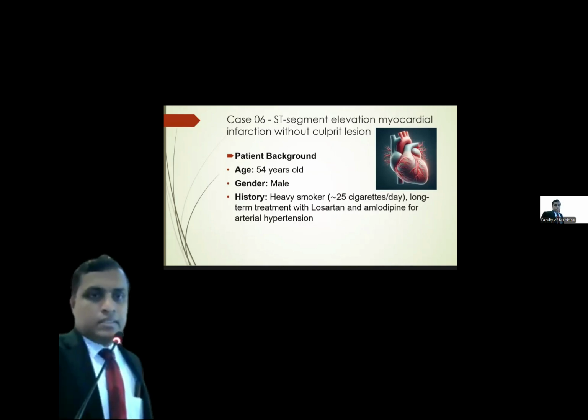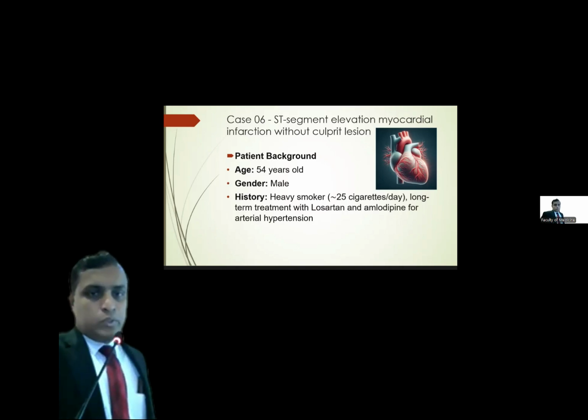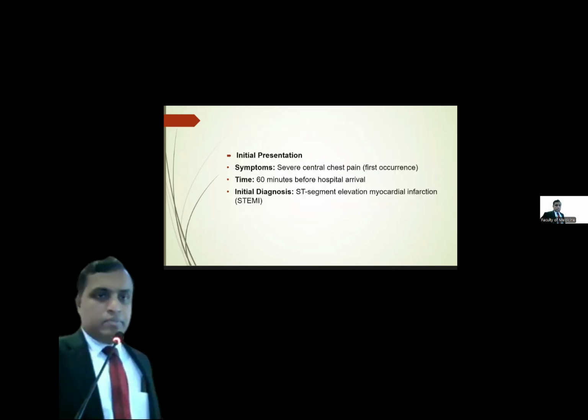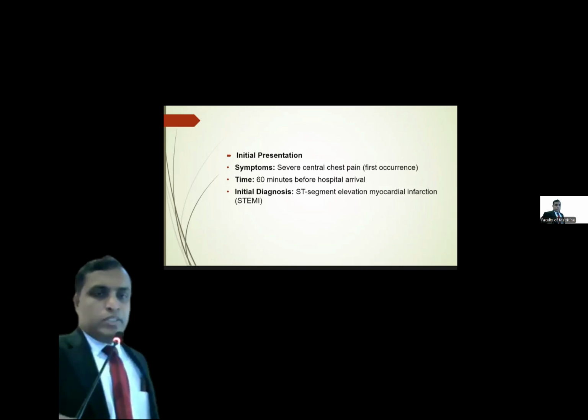So this is case number 6: ST elevation myocardial infarction without a culprit lesion. A 54-year-old male, heavy smoker, on long-term treatment with losartan and amlodipine for hypertension, came with severe central chest pain 6 days before hospital arrival. So the initial diagnosis was ST elevation myocardial infarction.